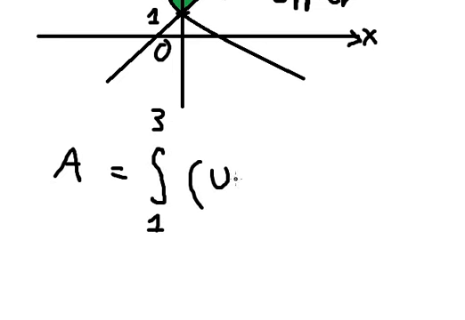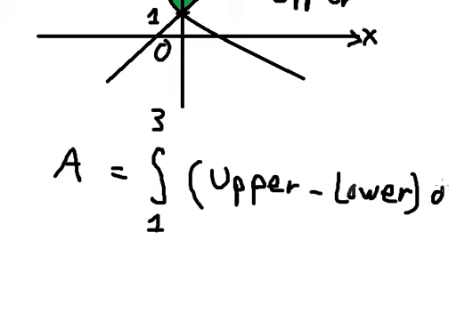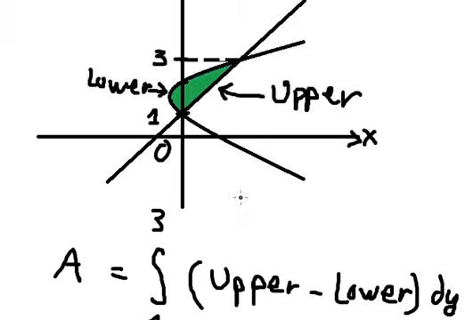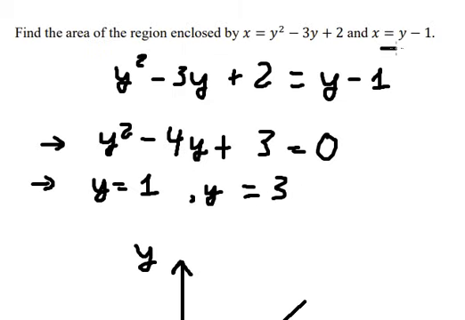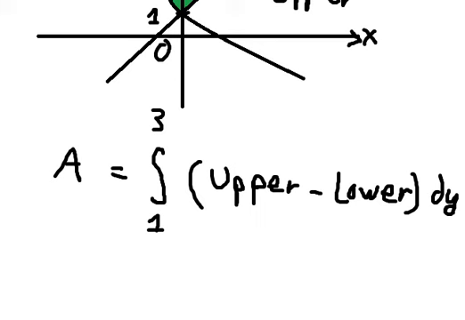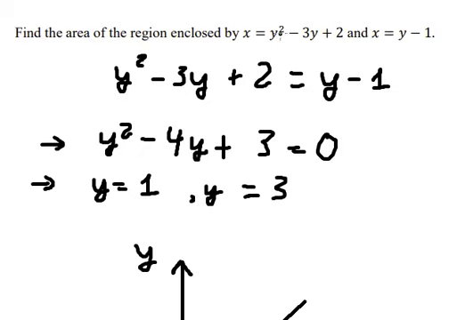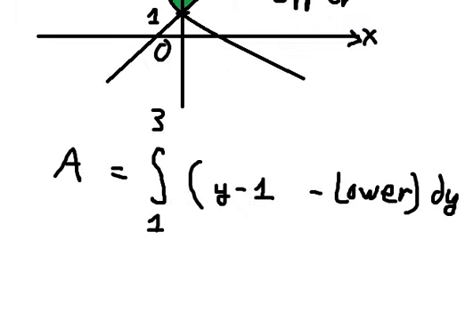So we have upper minus lower. And we have dy. The upper, that is y minus 1. The lower, that is y squared minus 3y plus 2.